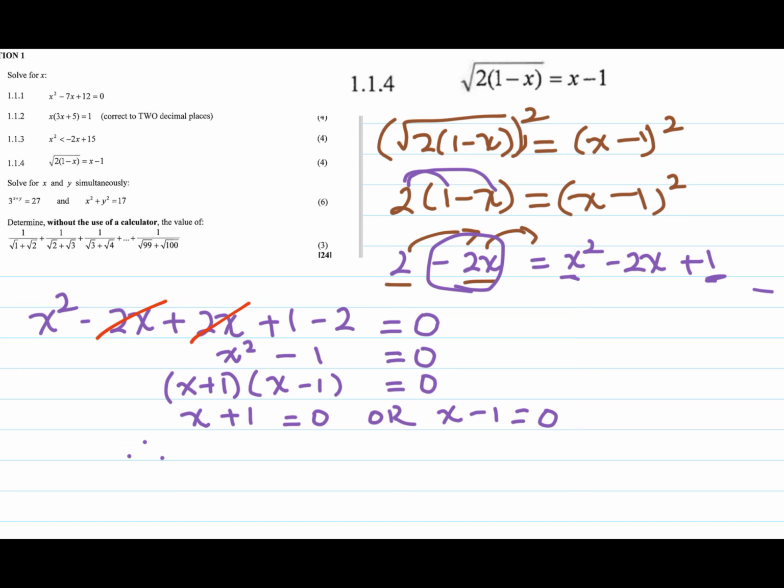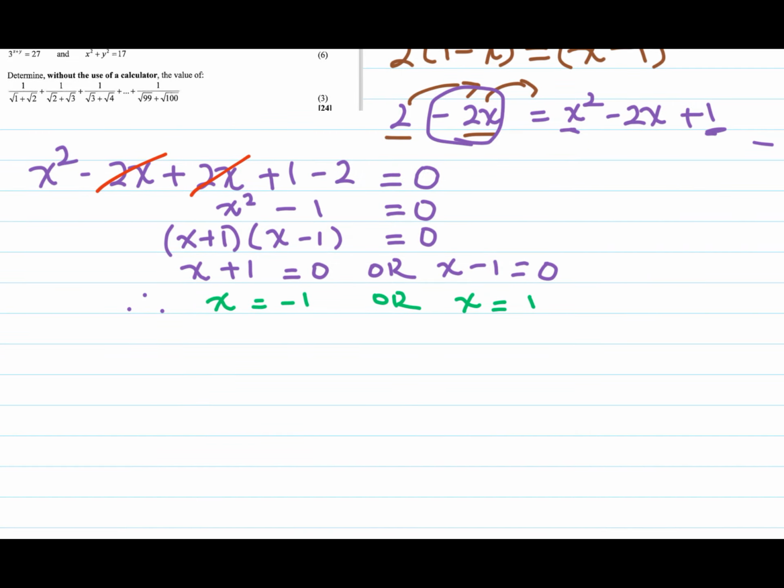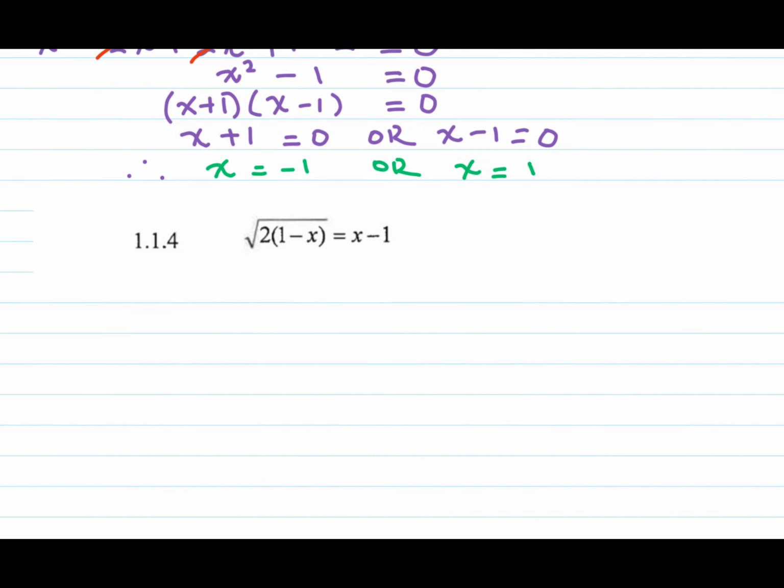Therefore, x is equal to negative 1, or x is equal to a positive 1. Now, before you can close this, what you want to do is check, especially since we have a square root, you want to check that both solutions are correct. So you put this into the equation. So we're going to put this into the original equation.